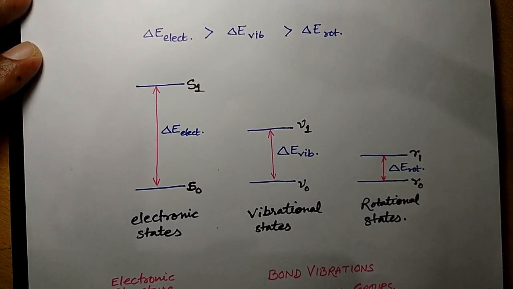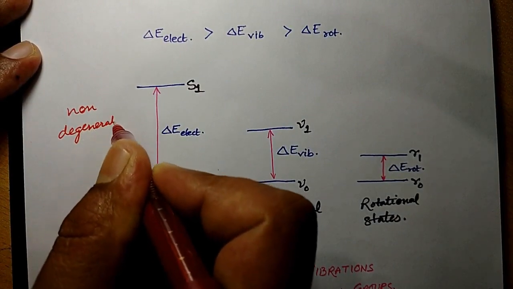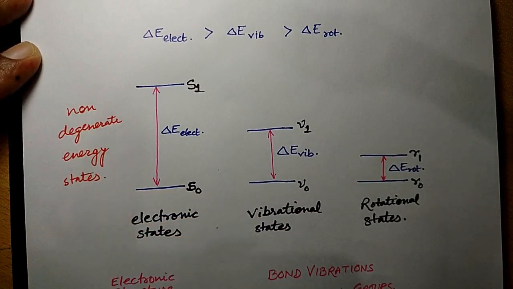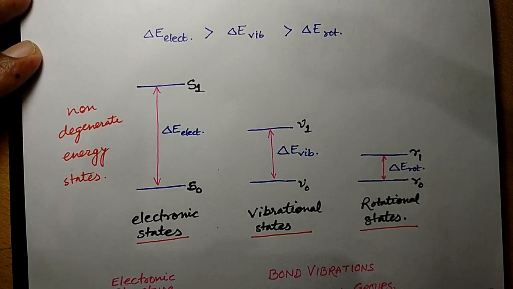Now, before going further, let us understand matter comprises of molecules or atoms or ions. In order to interact with electromagnetic radiation, these molecules, atoms or ions must possess non-degenerate energy states. Non-degenerate means two or more energy states or levels are having unequal energies. Molecules generally have non-degenerate electronic, vibrational and rotational energy levels, which are also defined as quantized energy levels.